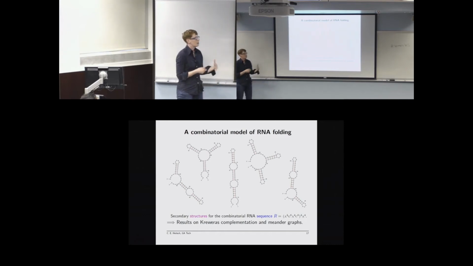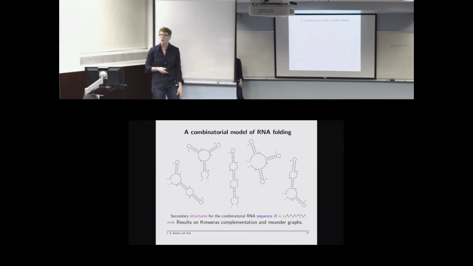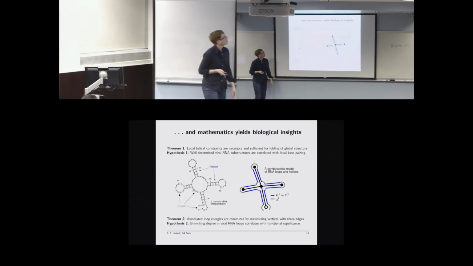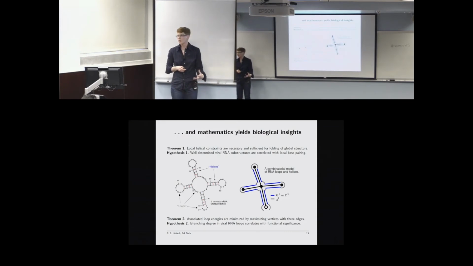And based on that, then you can define this combinatorial optimization. And that actually then gives enumeration results both on Kuros complementation and also on meander graphs that were previously unknown. So this is an example of how biology can motivate new mathematics. And this is the graph that you get if you move among those five RNA secondary structures with this helix exchange operation. But it's also important that mathematics yields biological insights.